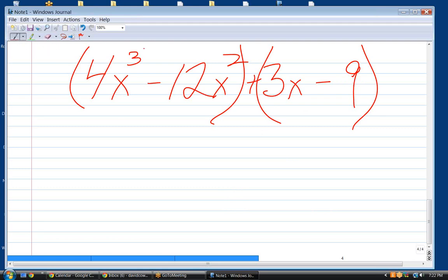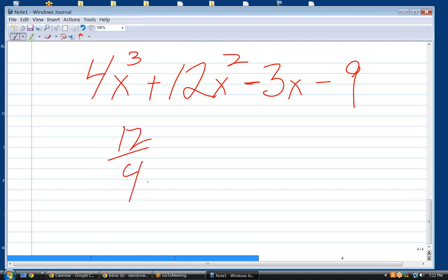I'm going to change one thing in the problem. I'm going to make that a plus. I'm going to make this a minus. Okay. Now, I can still solve this by grouping. Why? Because 12 over 4 is the same as minus 9 over minus 3. They're both positive 3. If I change that to a plus 9, I can't do it anymore. I cannot solve this by grouping.